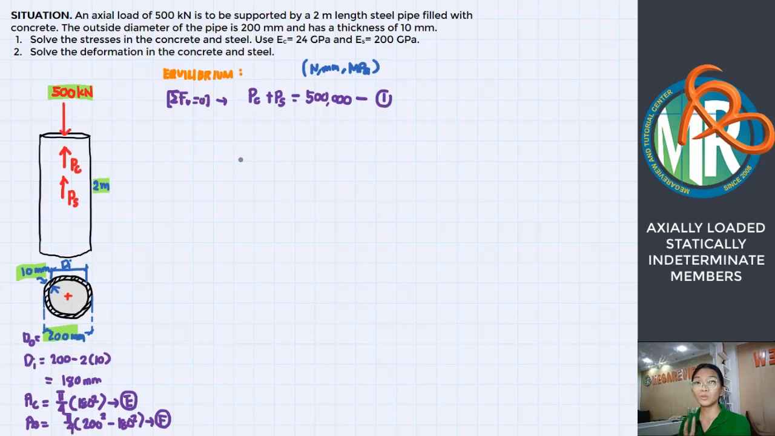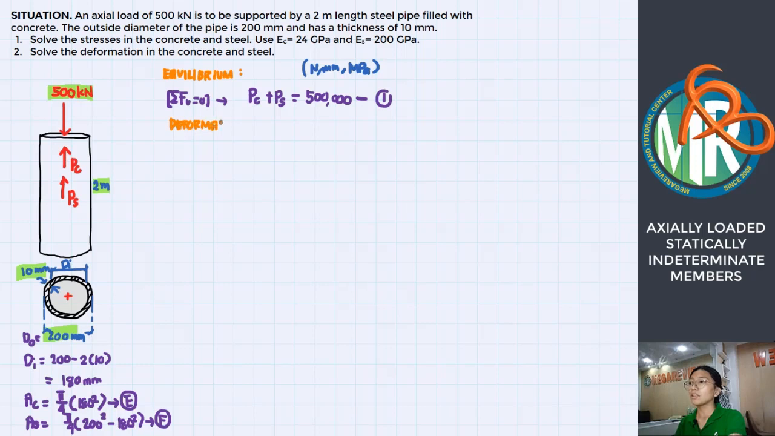As you can see, you have two unknowns. So, we are dealing here with statically indeterminate members. From the three equilibrium equations, summation of forces vertical, summation of forces horizontal, and summation of moments, only one can be used here, and that is summation of forces vertical. So, where do we get another equation? Yes, from our compatibility equation, specifically from their deformation relationship.